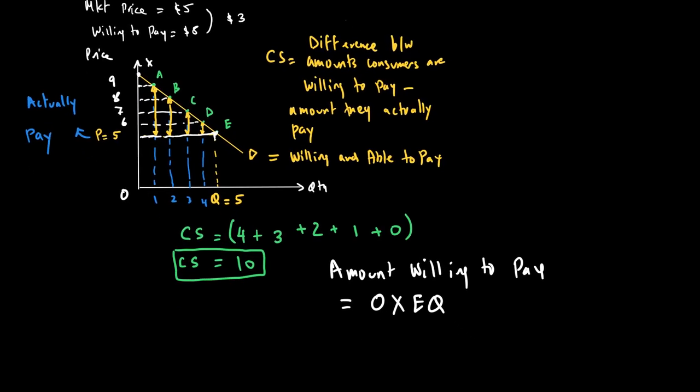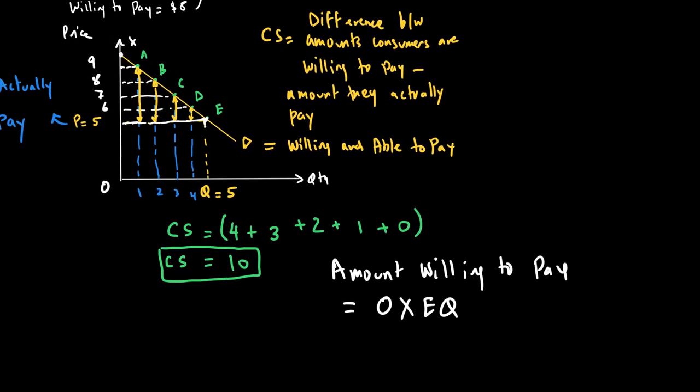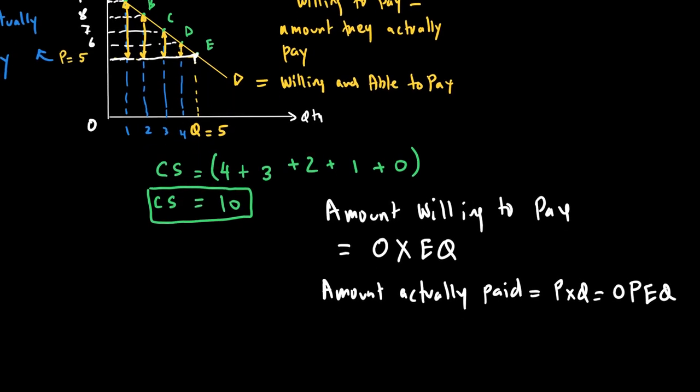But what is the amount that I'm actually paying? Amount actually paid. And the answer is amount actually paid would be OPEQ, because that's price times quantity. It's price times quantity. Let me write this P times Q, or OPEQ. So what is my consumer surplus?